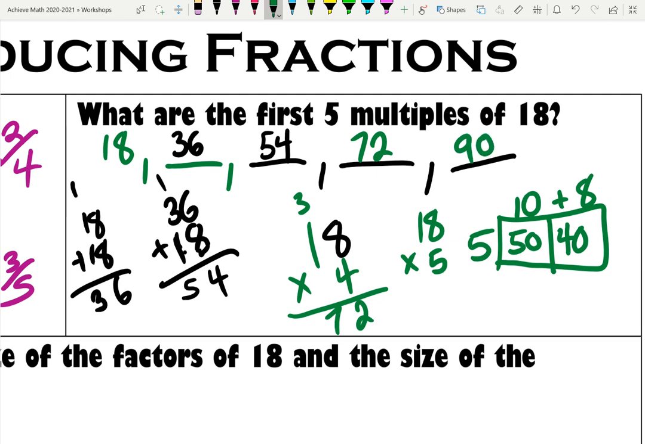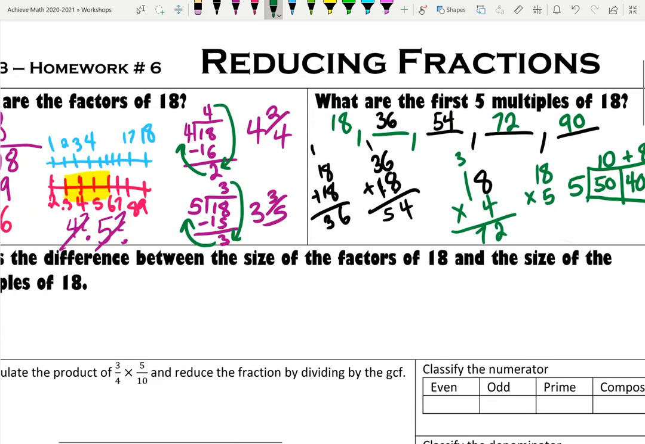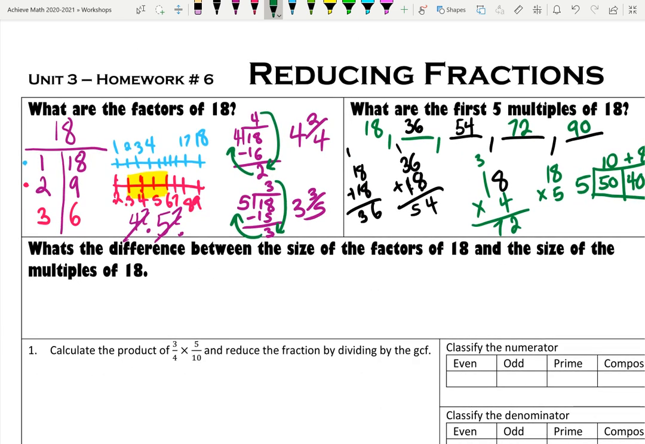90. All right, what's the difference between the size of the factors in 18 and the size of the multiples? Factors will be smaller or equal to the original number.